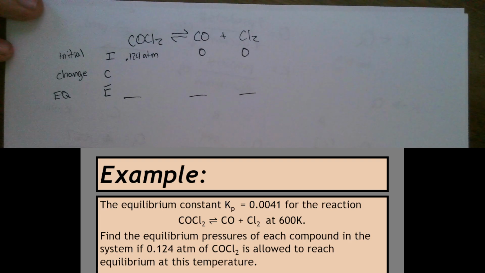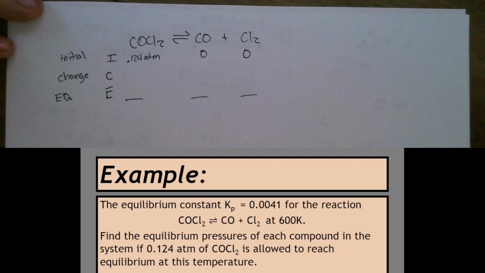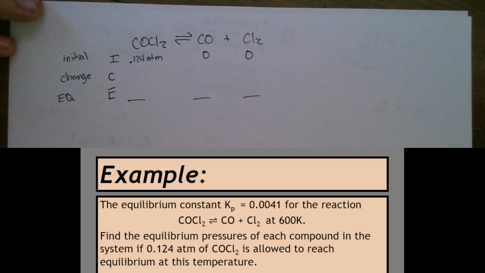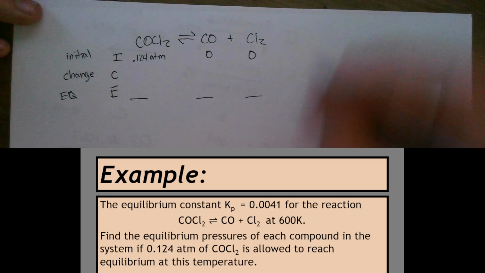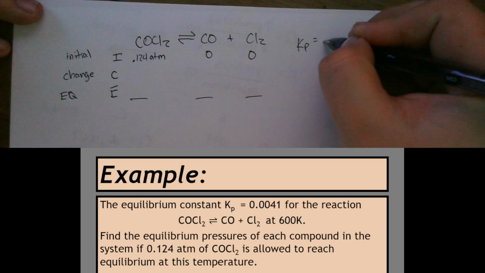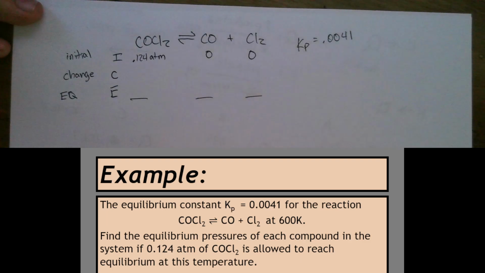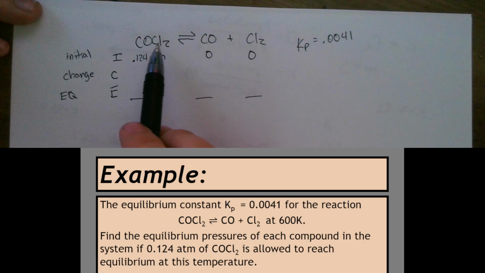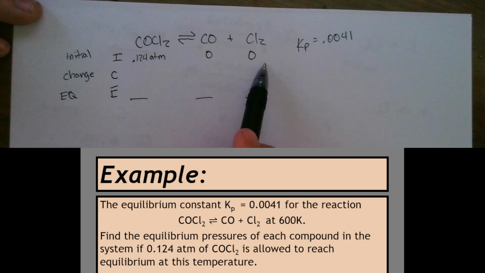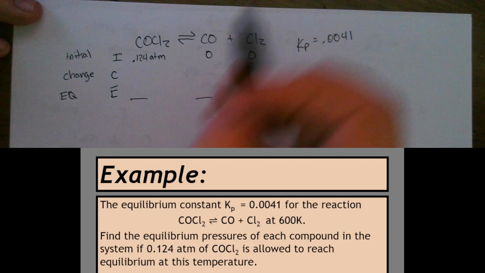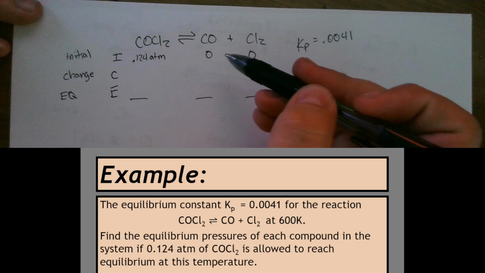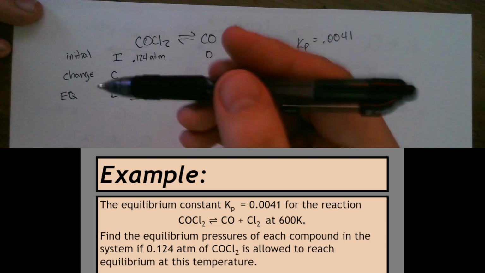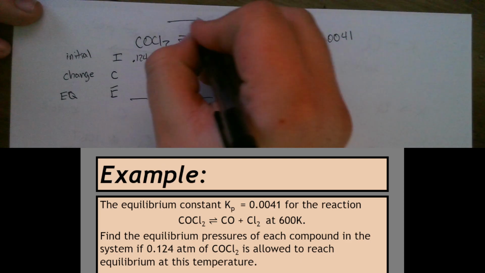First thing I need to do is think, which way will this reaction proceed? I could calculate Q and compare it to K. Kp is 0.0041. Okay. Or, well, I have none of this and none of this. At the beginning, the reaction won't be going left at all, because I don't have any ingredients to make it go left. Therefore, I know this reaction is going to proceed right.